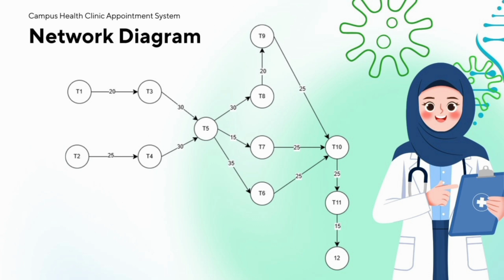We identify the critical path, which is the longest sequence of tasks that determines the project duration. The critical path is T2 to T4 to T5 to T8 to T9 to T10 to T11 to T12 with a total duration of 195 days or approximately 10 to 11 months.